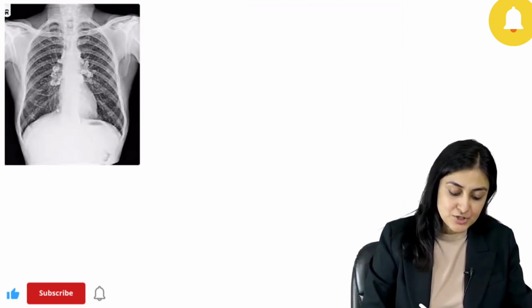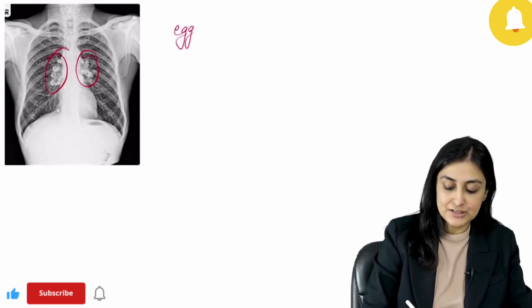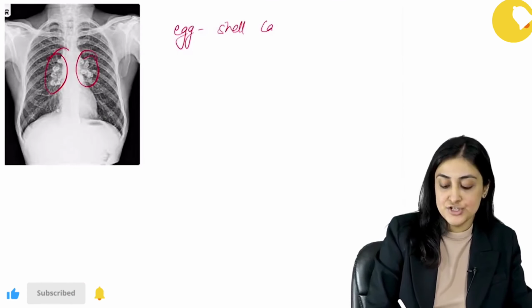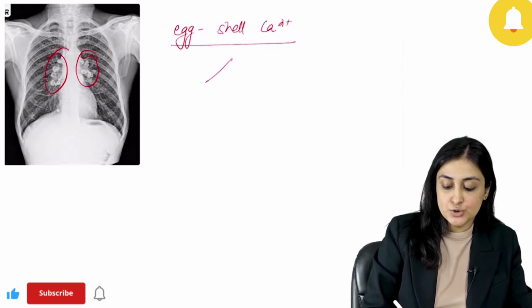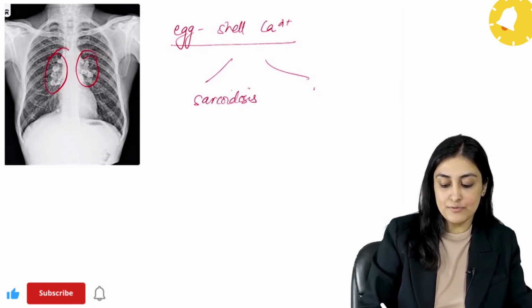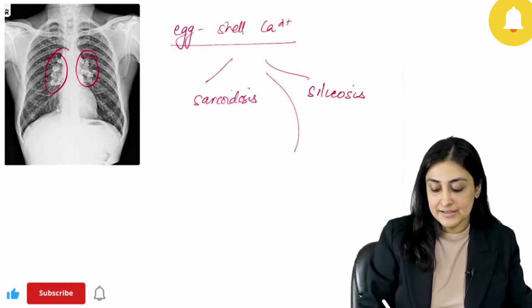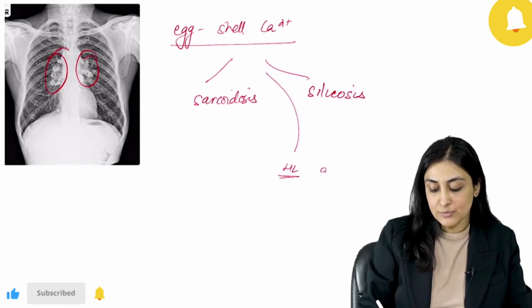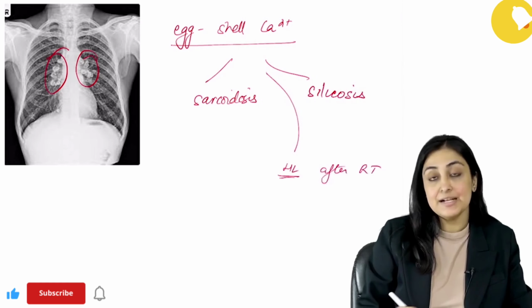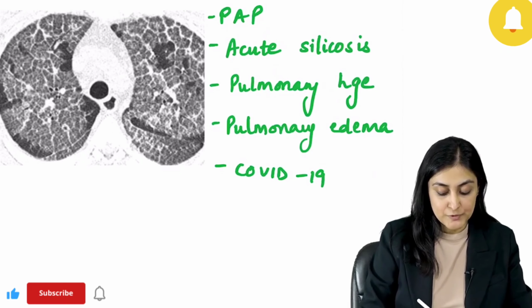Now, looking at the next image, what do you see? So bilateral hilar nodes, we are seeing this peripheral calcification called eggshell calcification. Remember the two prototypes here, it can be seen in sarcoidosis, and if you have occupational related history, it can be seen in silicosis. Very rarely in Hodgkin's lymphoma after radiotherapy, it can also show you this. So this is eggshell.